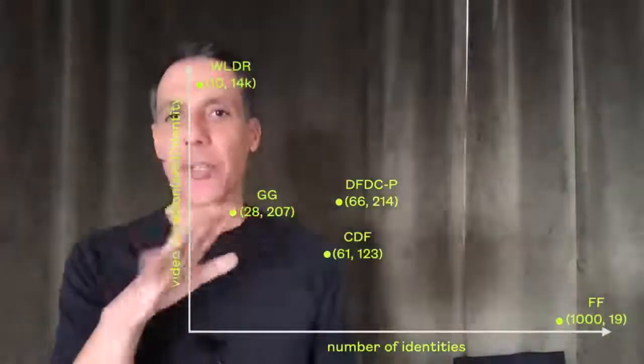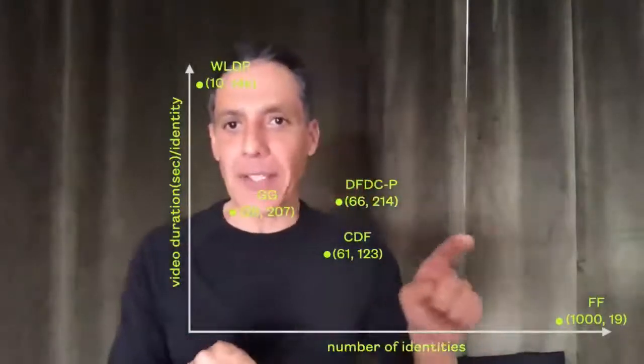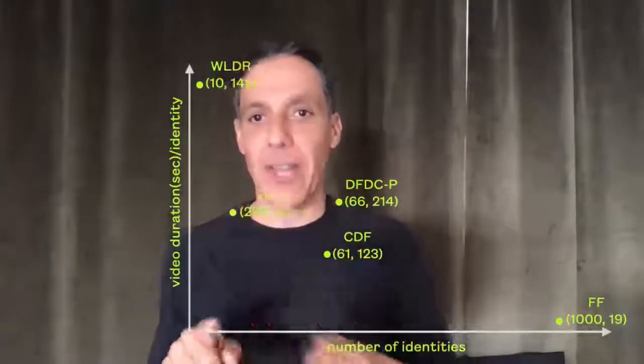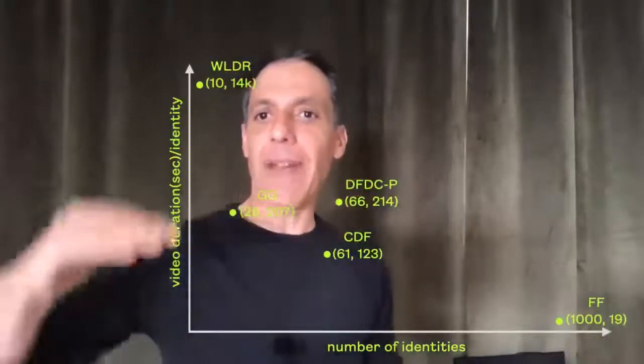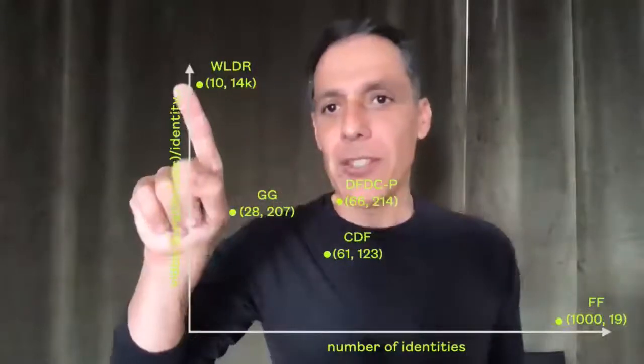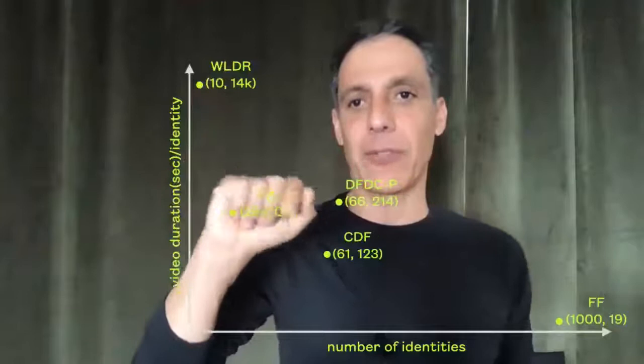Now, let me just show you the evaluation. We had a couple of different data sets. What I'm plotting here are 1, 2, 3, 4, 5 data sets in terms of the number of identities in the data set and the average duration of the video. This is the data set that we created that I was just talking to you about. WLDR stands for World Leaders.